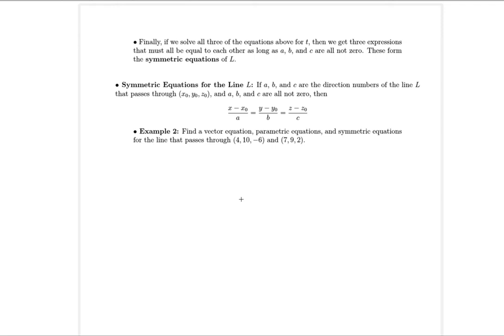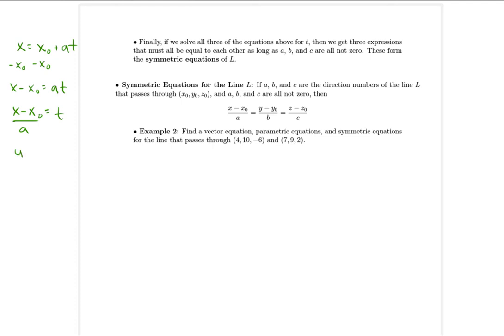All right, now there's one other way that we can express the equation of our line, and that is through the symmetric equations of the line. If you take your parametric equations, x equals x0 plus at, then you can solve for t. So x minus x0 over a equals t.